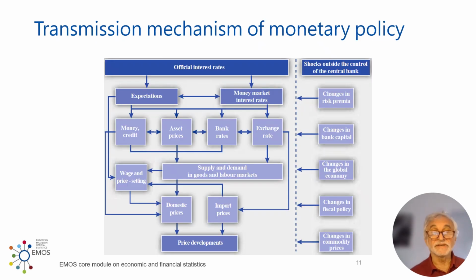Now, to get to the details, what kind of information is relevant? We have here the so-called transmission mechanism of monetary policy. At the bottom, you have the objective, namely price stability, so the price developments. On the top, you have what we just mentioned, the instrument, which is usually changes in interest rates. Now the question is, if there are changes in interest rates, what are the effects? How do changes in interest rates affect price stability?